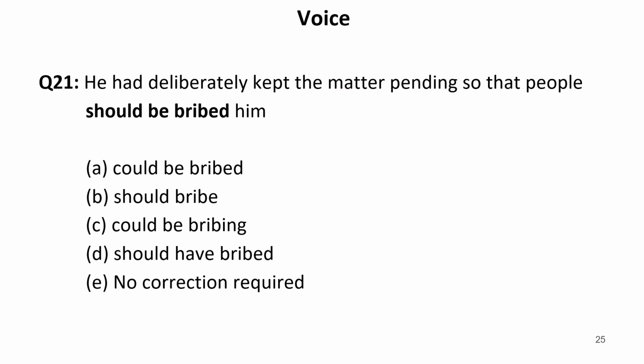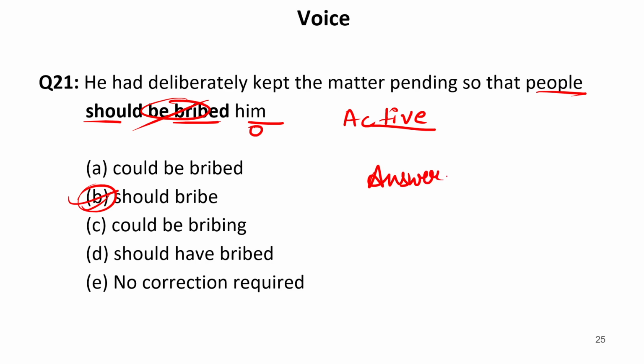He had deliberately kept the matter pending so that people should be bribed him. Here the subject is people, should bribe him. So him is the object and bribe is a verb. So we have an active structure over here. The sentence has to be made in active voice. There is no need of passive voice. Therefore, this be bribed is incorrect. It should be should bribe, so that the people should bribe him. So our answer is B, which is of course correct. The correct sentence will be: he had deliberately kept the matter pending so that people should bribe him.